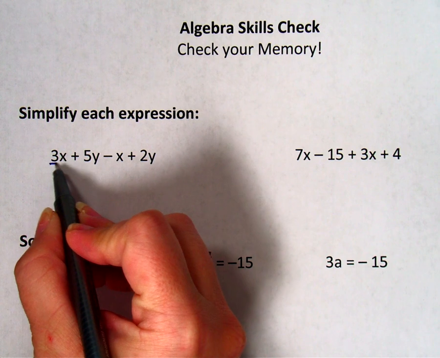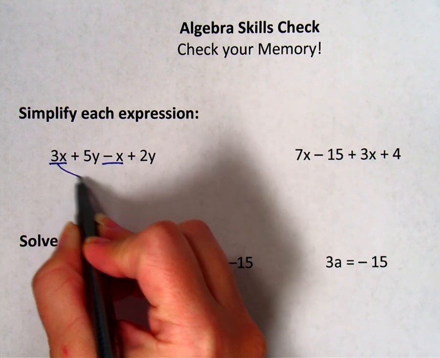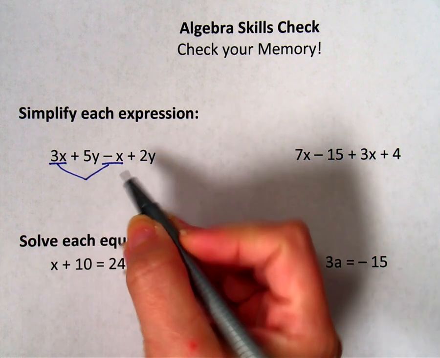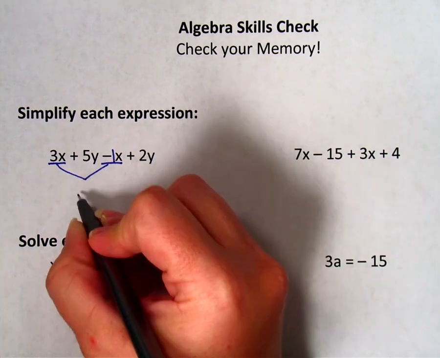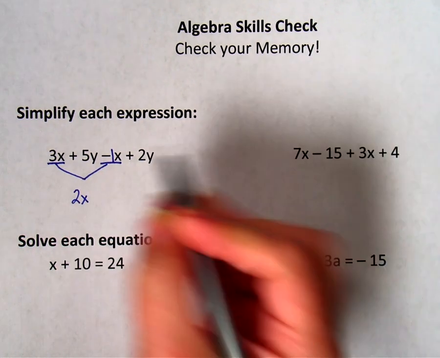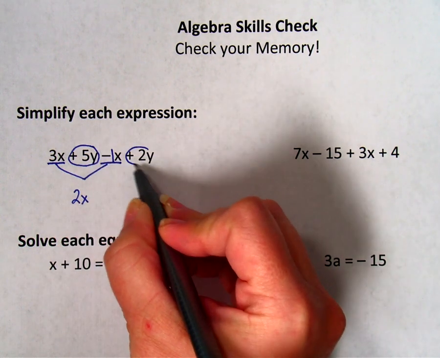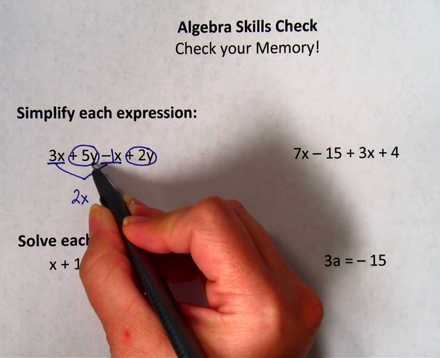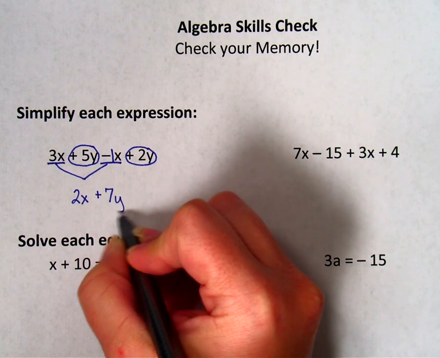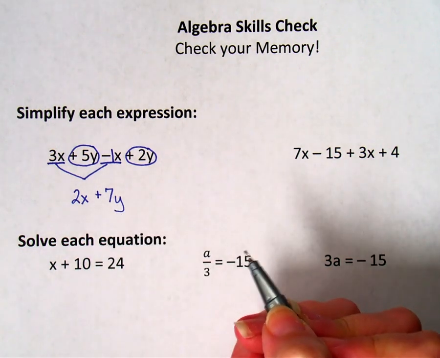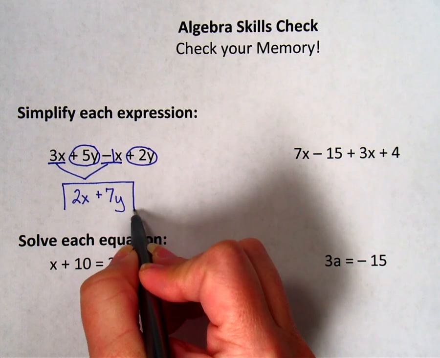I see I have a 3x and I have a minus x. When I put those two together, 3x and my minus x, remember that's really minus 1x. So 3x minus 1x is 2x. Then I'm going to look at my y's. I have a plus 5y and a plus 2y. When I put those together, plus 5 plus 2 is plus 7y. Since there's no equals, I can't do anything else. I'm stuck right there. That is simplified.